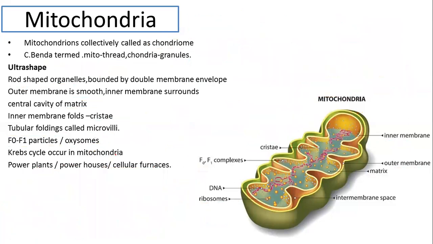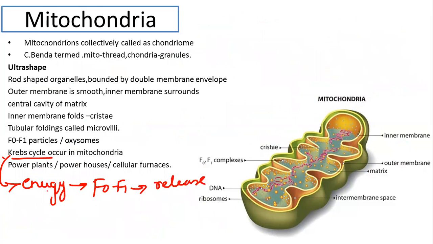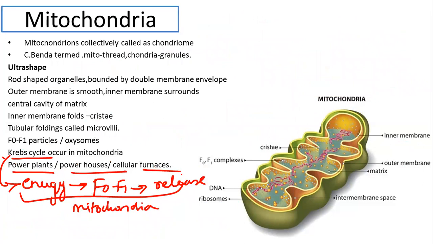Here in mitochondria, the Krebs cycle will take place. I don't want to go into what the Krebs cycle is. The Krebs cycle is going to produce energy, and that energy will finally be converted with the help of F0 F1 particles, and later it will be released. This all happens inside mitochondria. So mitochondria is called the power plant, powerhouse, cellular furnace. This is all you have to study about mitochondria.